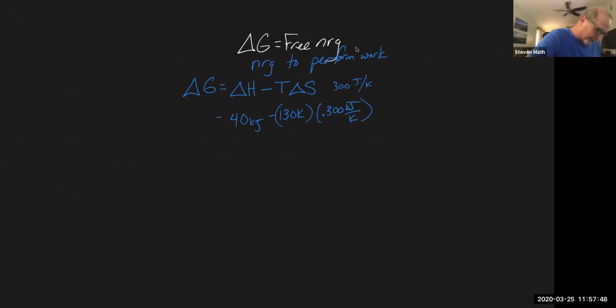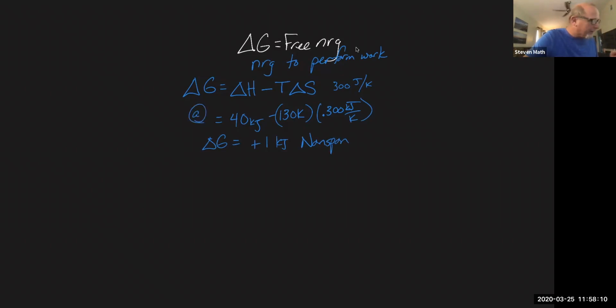If we calculate this, we find out that delta G is going to be positive 1 kilojoule. This is going to be a non-spontaneous reaction. And that would be case number one, where if this was what happened, we have a non-spontaneous reaction.